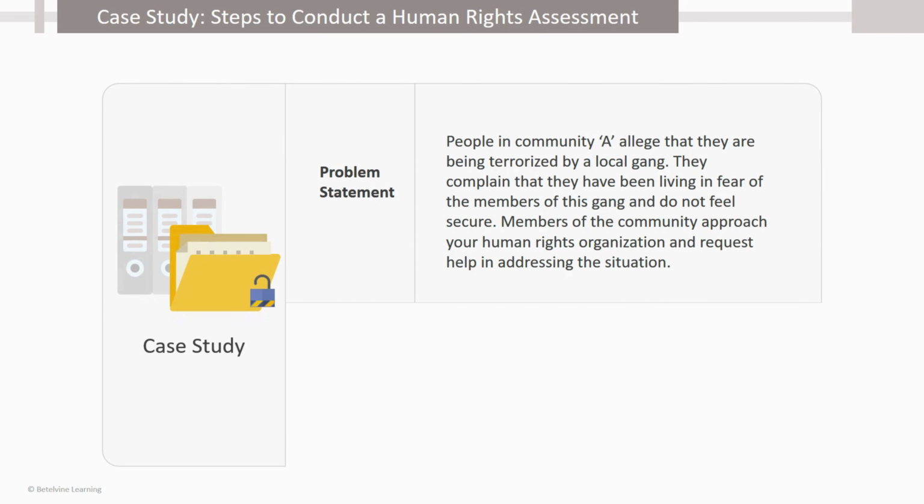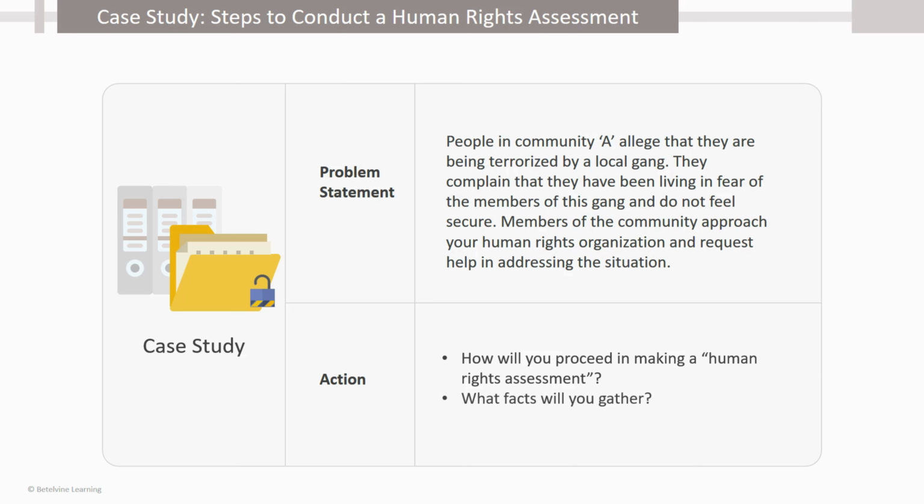Problem statement. People in community A allege that they are being terrorized by a local gang. They complain that they have been living in fear of the members of this gang and do not feel secure. Members of the community approach your human rights organization and request help in addressing the situation. How will you proceed in making a human rights assessment? What facts will you gather? What questions will you ask?